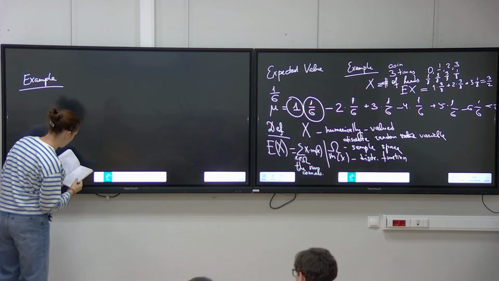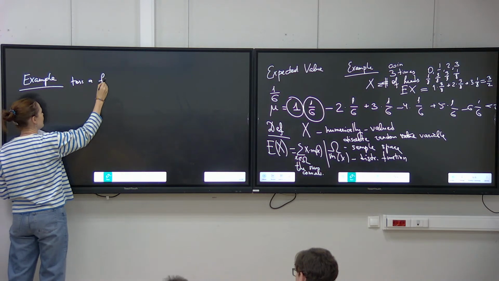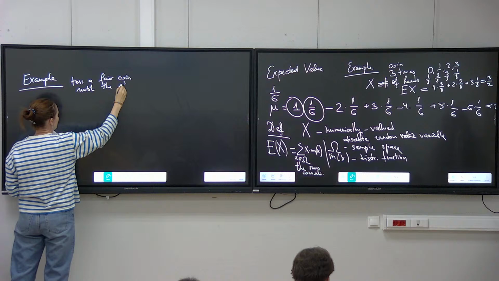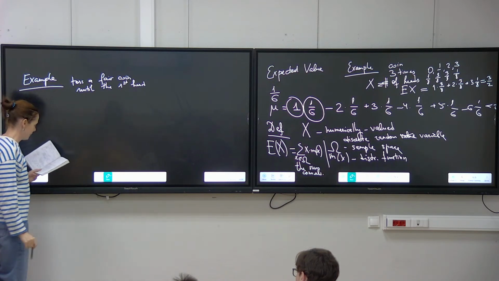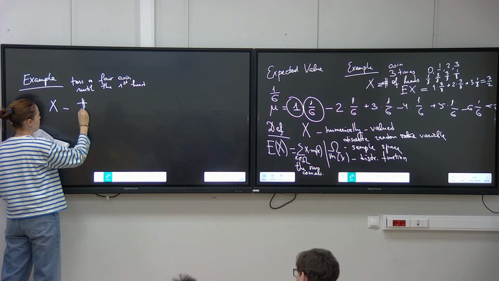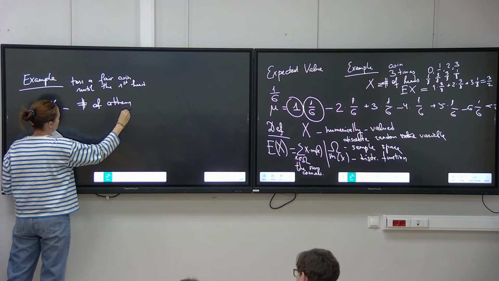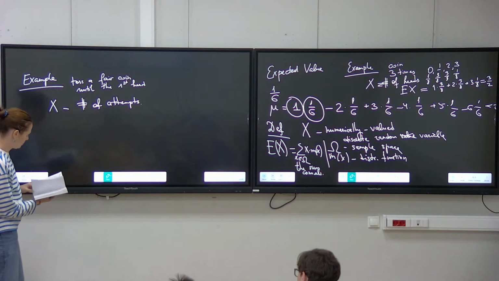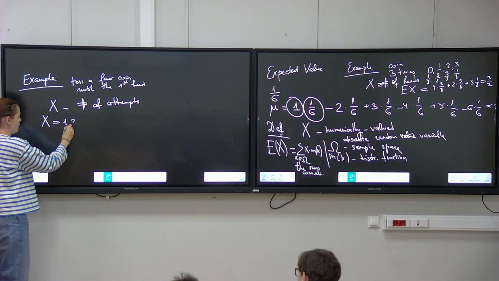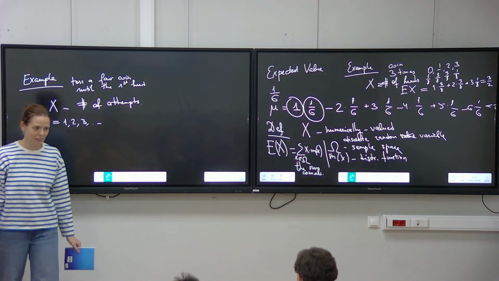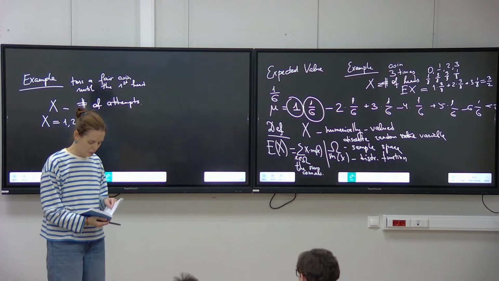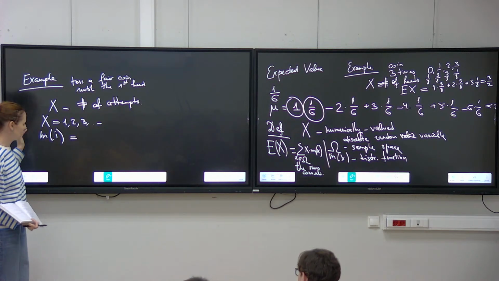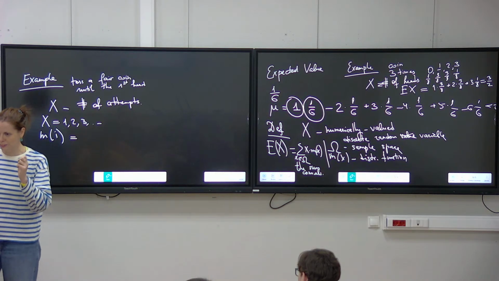Now, let's do a different thing. Now we toss a fair coin until the first head. То есть мы будем бросать до тех пор, пока не выбросим орла. And x is the number of our attempts. It's how many times we need to toss it until we get the first head. So the values of x can be 1, 2, 3, and so on. In general, it may happen that we will need to wait for infinite time, right? So what are the probabilities? What is the probability distribution? What is the probability that we need to toss it i times before the first head?